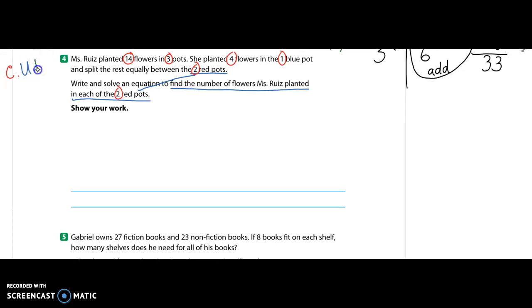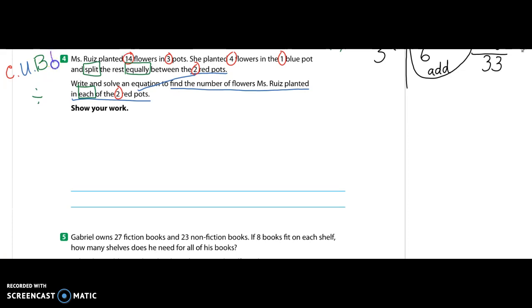Now let's look at the B. B means box keywords. So I'm going to have to find the number she's planted in each of the 2 red pots. So each could mean that I'm going to subtract, because I did have a total already, and I know I'm going to have to figure out how many go in each. Each often, though, means divide, especially if I see the keywords equally and split. Those are keywords that remind me that we're going to have to divide up a total number into equal groups, or equal pots in this case.